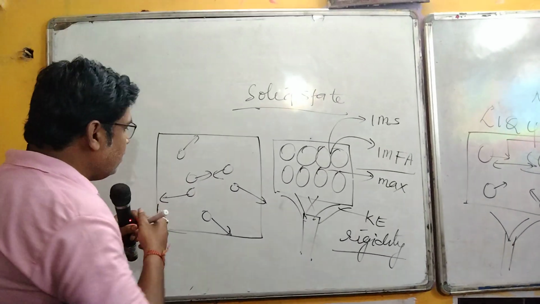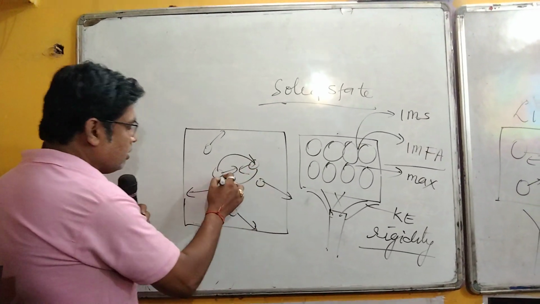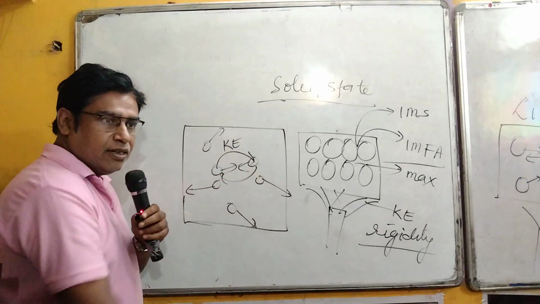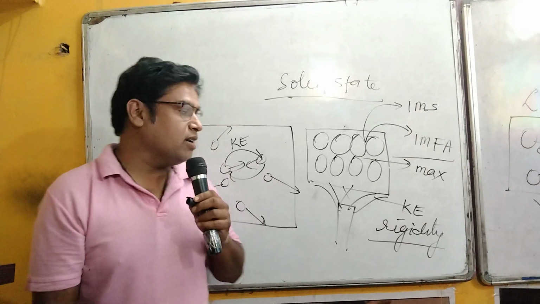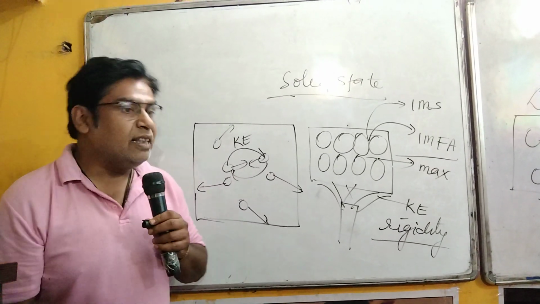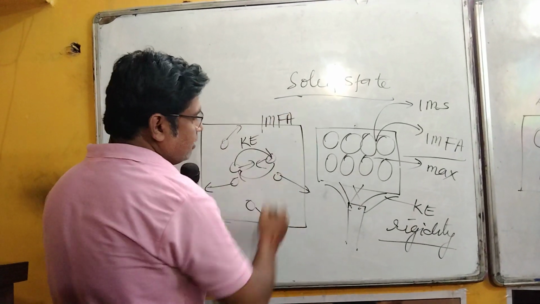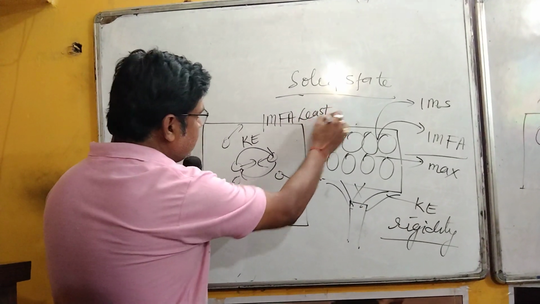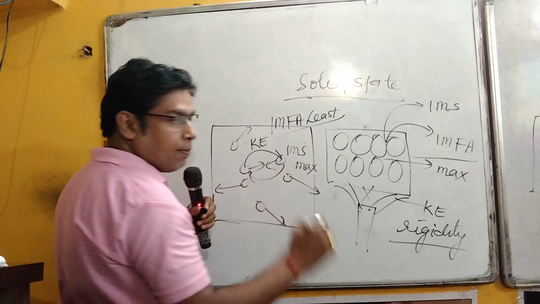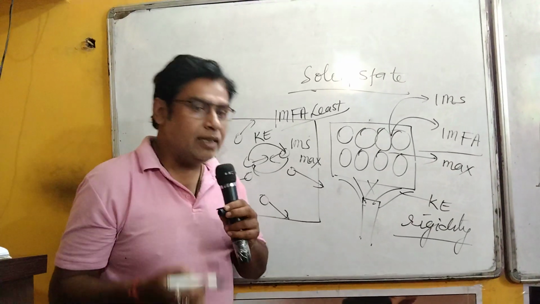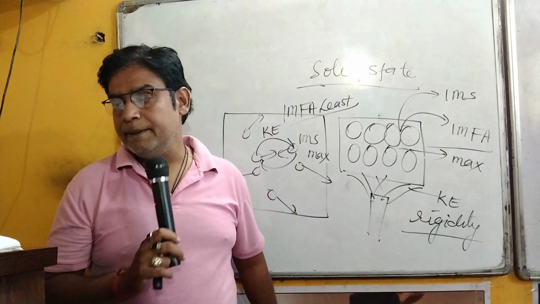And when they collide with each other, according to the collision theory, gaseous particles transfer their kinetic energy to one another. And that is why the intermolecular forces of attraction in gaseous particles are least, but the intermolecular space is maximum. And that is the reason the gaseous particles are always in motion.